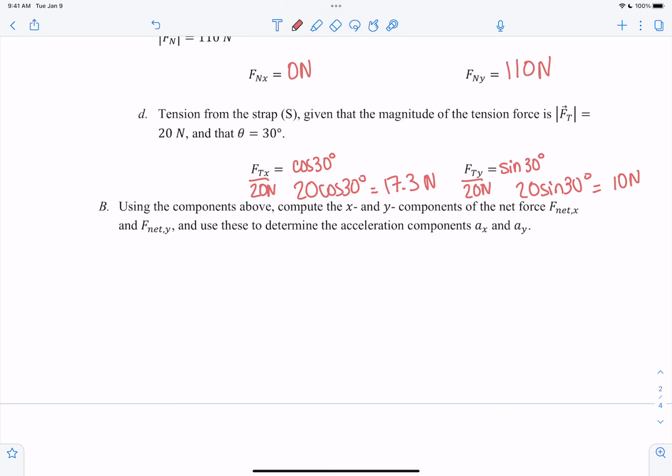Sound good for everyone? Yeah, it looks like, okay, so FTX, yeah. I only got FTX 17.3 and FTY is 10.